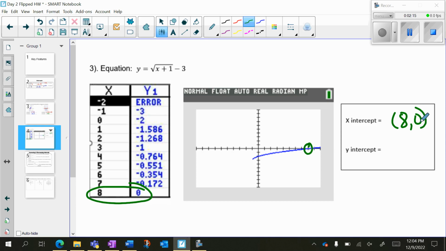Our y-intercept on the graph is here at -2. So that's 0, -2, where you can also see that in the table.